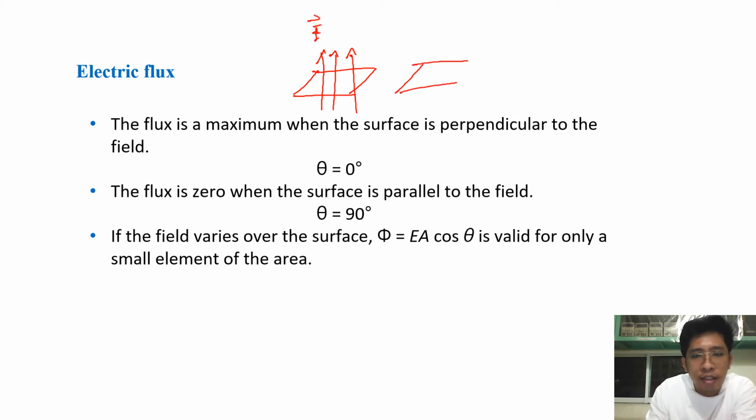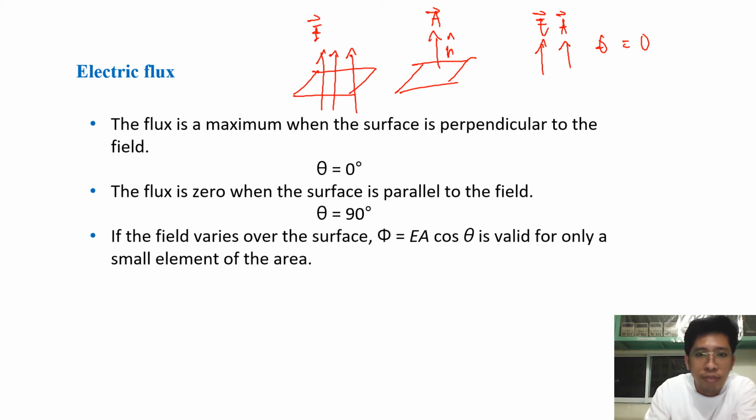Let me draw again your surface. Your vector A is this one here because you have your n hat perpendicular to your surface. As you can see here, your area vector and your electric field vector are parallel. So you have an angle equal to 0, or if these are anti-parallel, you have an angle equal to 180 degrees. And for this case here, the flux is a maximum.